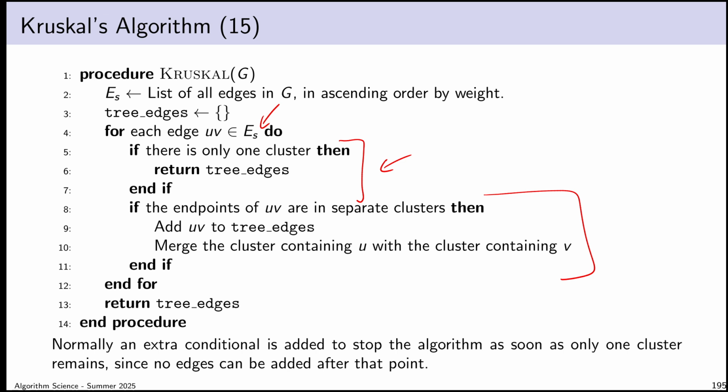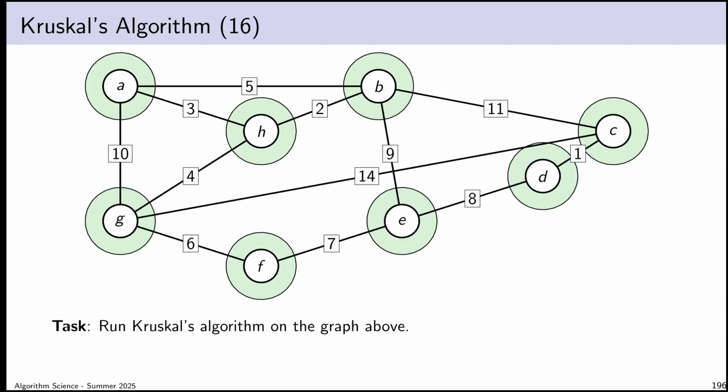The algorithm is over. So this is an early return, and that means it's nice and you should add it, but we're not going to worry about it for analysis because it's a best case situation, or a non-worst case situation. In the worst case, we may not get to only one cluster until the very last edge. So for analysis purposes, this is just a convenience. It's just an optimization. All right, let's try running Kruskal's algorithm all the way through. So I'm going to run it on this graph.